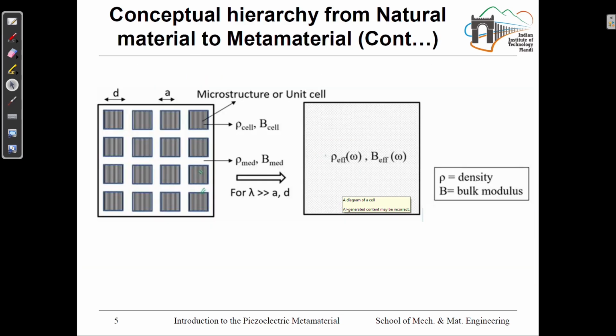You can see here, suppose we have this matrix, and then we have the meta-atoms. The property of the metamaterial depends on the property of the bulk material. So we have the property of the matrix and the property of the meta-atom, and from them we can determine the overall property of the metamaterial. So this is the metamaterial.